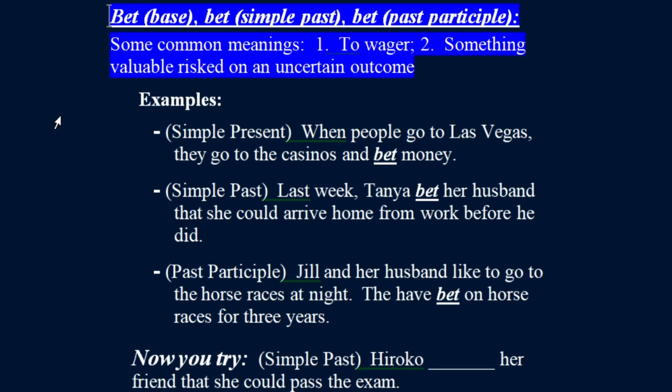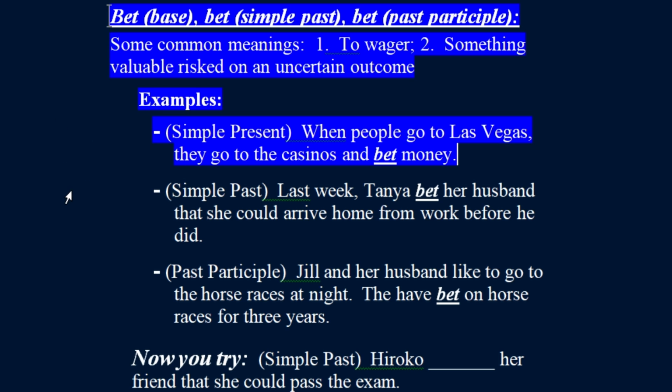Bet is the base verb. Bet, simple past. Bet, past participle. Some common meanings. 1. To wager. 2. Something valuable risked on an uncertain outcome.